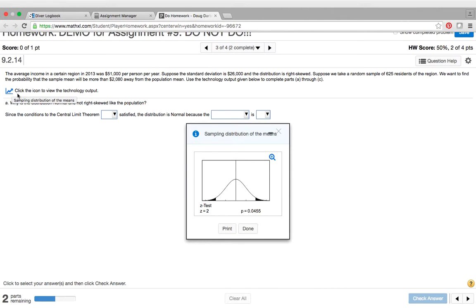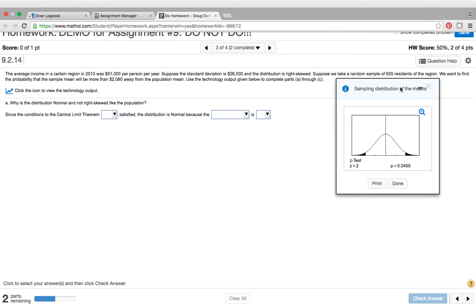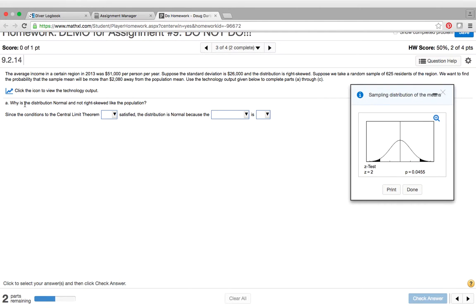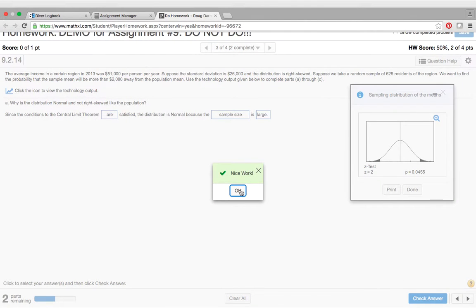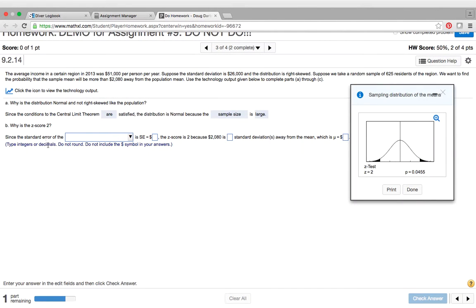All right, so there's what we have, and I'm going to move that over there so we can answer our questions. So why is the distribution normal and not right skewed like the population? Since the conditions to the central limit theorem are satisfied, the distribution is normal because the sample size is large. Why is the z-score 2?